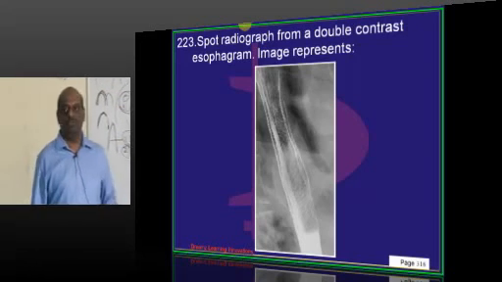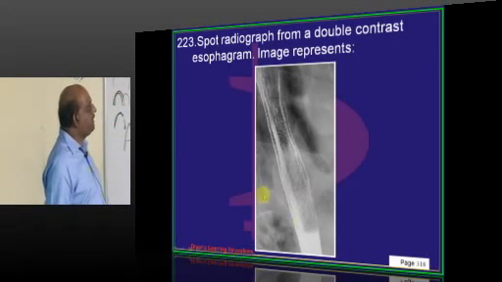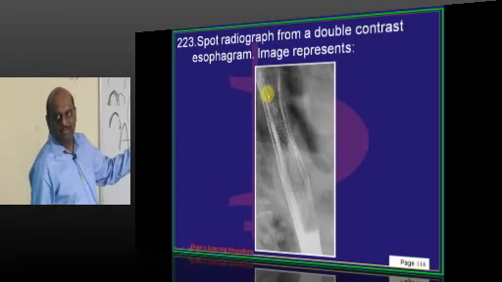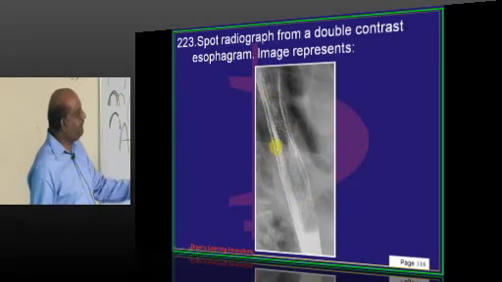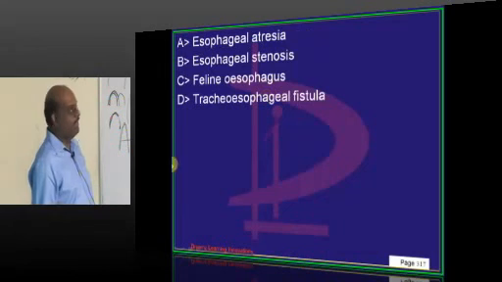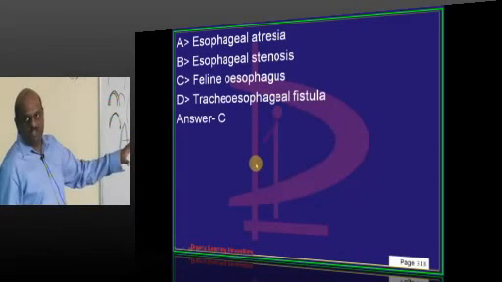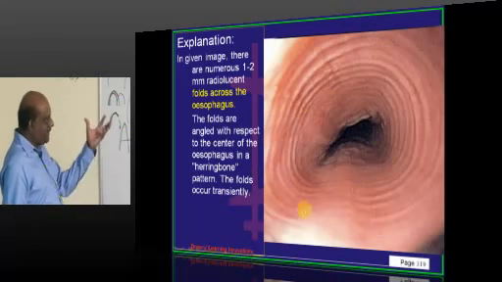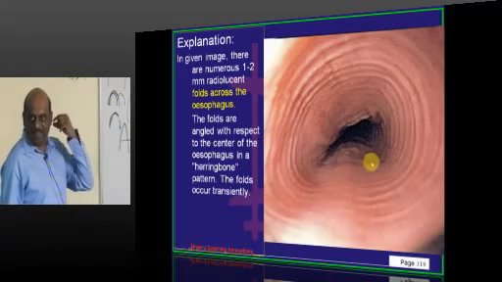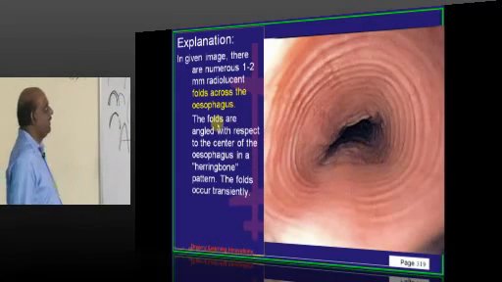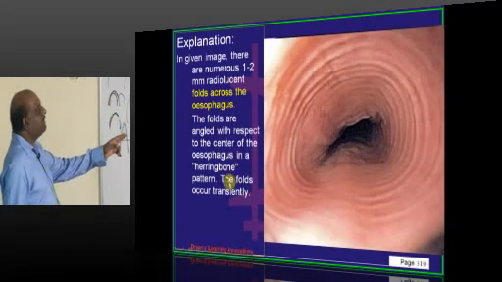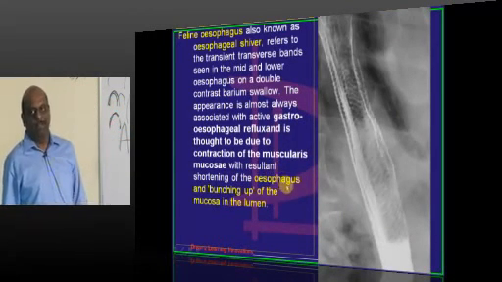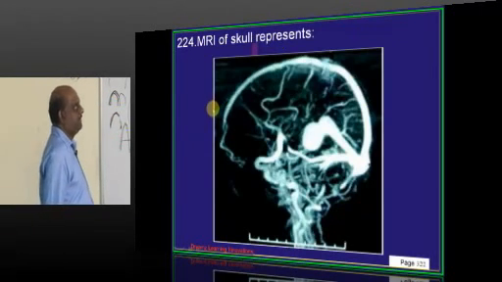Spot radiograph of the double contrast image is showing a lot of mucosal folds. This is called herringbone pattern. Those who have reflux esophagitis typically will show the presence of this, it is also called feline esophagus. If you happen to do endoscopy, it looks like the feline skin folds. Cat ka skin folds rehte na, like that. So this typically occurs in those who have reflux esophagitis.